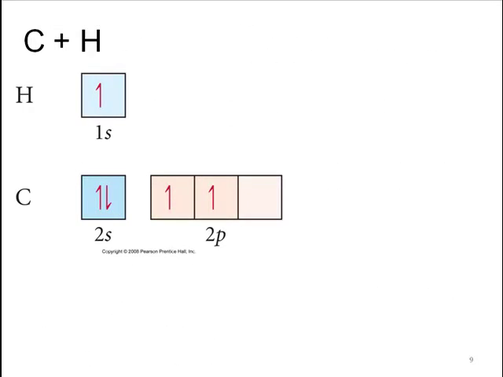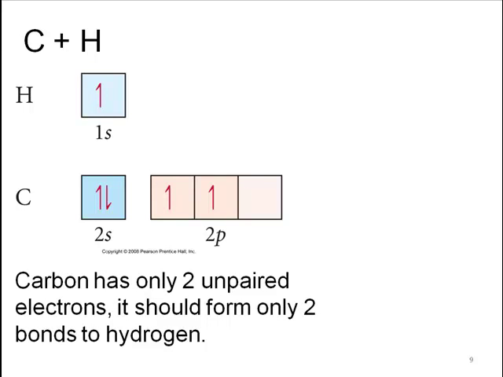So C and H, for example. This here is the orbital diagram for H, and here's the orbital diagram for C. If you look at this, carbon only has two unpaired electrons, 1, 2. So it should form only two bonds with hydrogen. Two hydrogens are coming in, right? And how many hydrogens combine with carbon? 4, to make methane. And carbon also likes to have 4 bonds. Now, how do we know it likes to have 4 bonds? Well, lots and lots of observations tell us that. As well, it has 4 valence electrons.